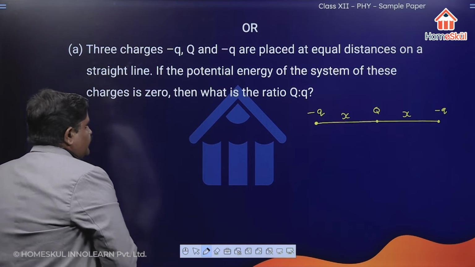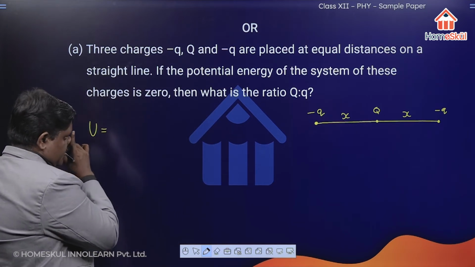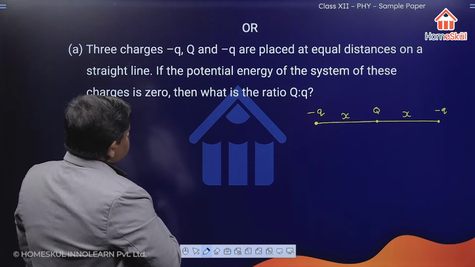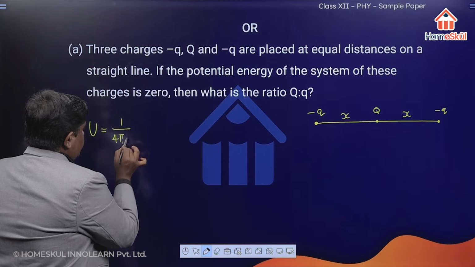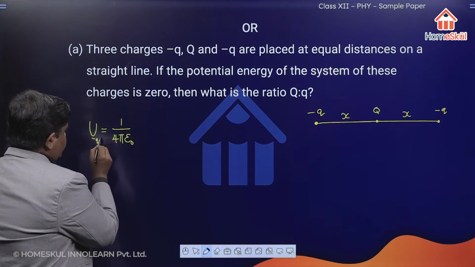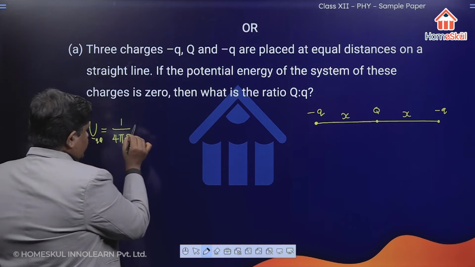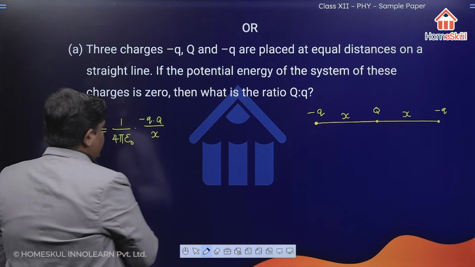Therefore, in this case, first of all, we have to find out the total potential energy, that is equal to 1 by 4 pi epsilon 0, potential energy between minus Q and Q, that is minus Q into Q divided by x.